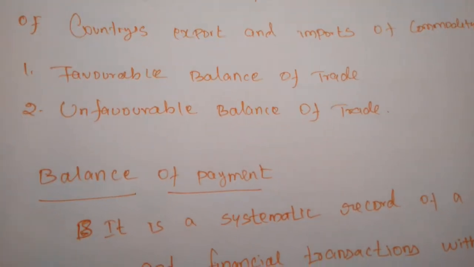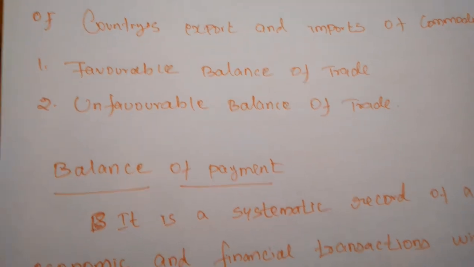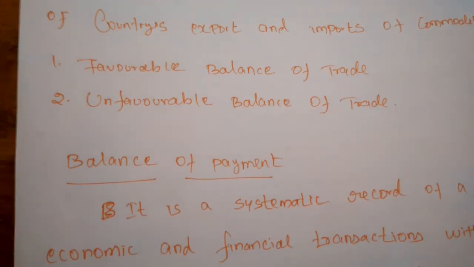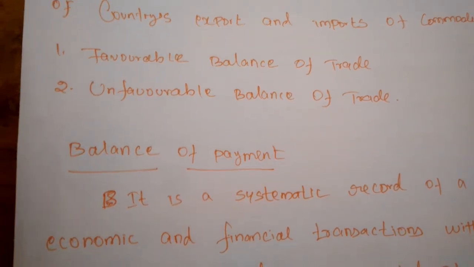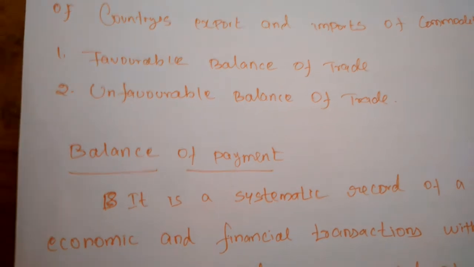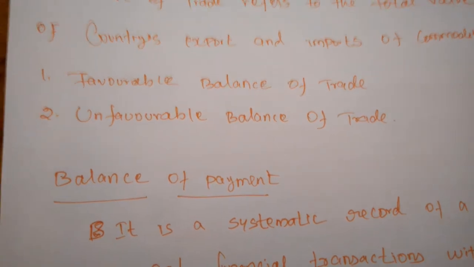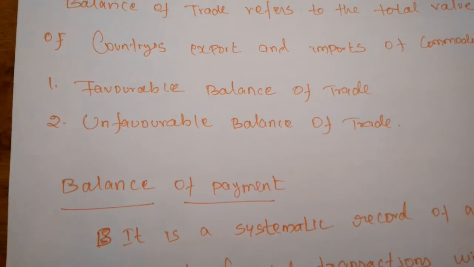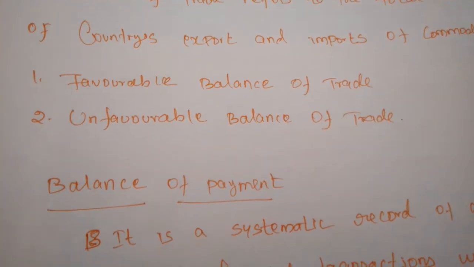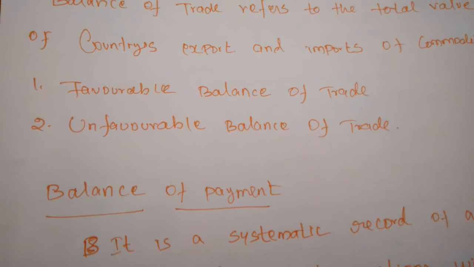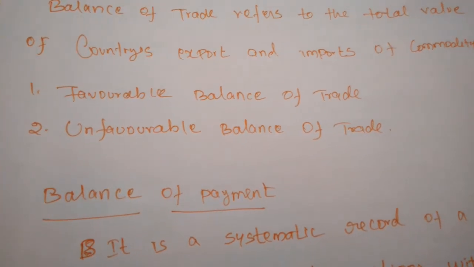Next, unfavorable balance of trade. It is the opposite of the favorable balance of trade. When the total value of commodity exports of a country is less than the total value of commodity imports of the country, it is considered an unfavorable balance of trade. So if the import is much higher than the export, it is an unfavorable balance of trade. Normally individuals, firms, and every nation want to maintain the favorable balance of trade only.